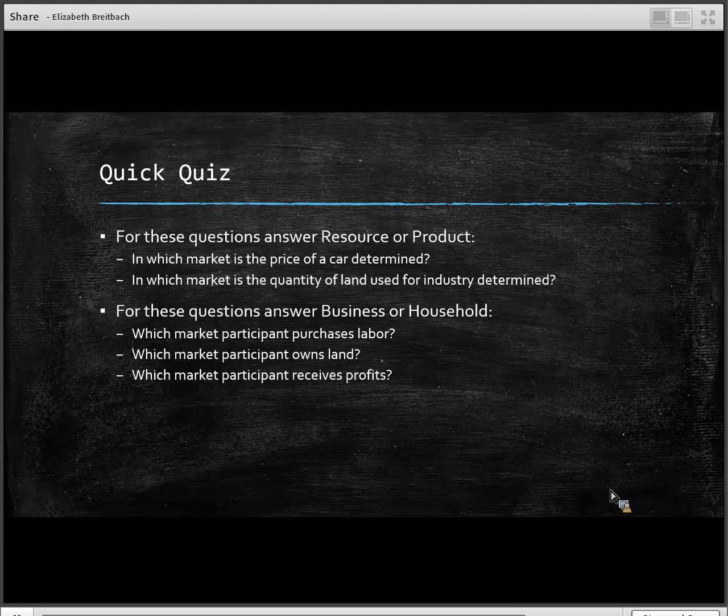All right, for the second one, business or household, which market participant purchases labor? Well, we know that I own my labor and I'm a household, and so it's businesses that go to the resource market in order to purchase labor. Which market participant owns land? Households own land, and they sell that land to businesses. Which market participant receives profits? And this is the tricky one, and I hope everybody gets it right on the quiz. It's households. Households that have that entrepreneurial ability are the ones that receive profits.